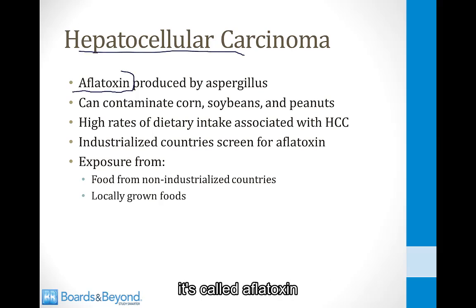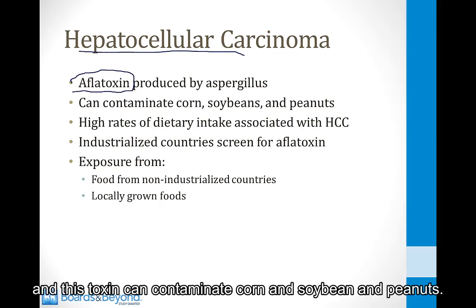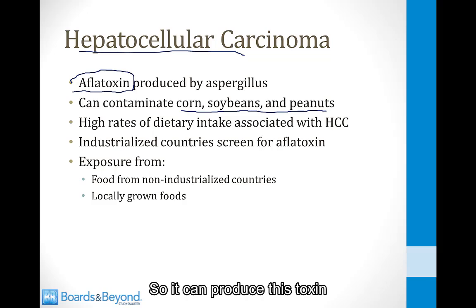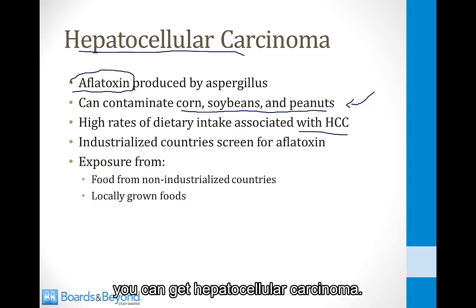It's called aflatoxin, and this toxin can contaminate corn and soybean and peanuts. Remember that aspergillus is found ubiquitously in nature, so it can produce this toxin and it can get into these types of foods. And if you eat a lot of foods that are contaminated with aflatoxin, you can get hepatocellular carcinoma.